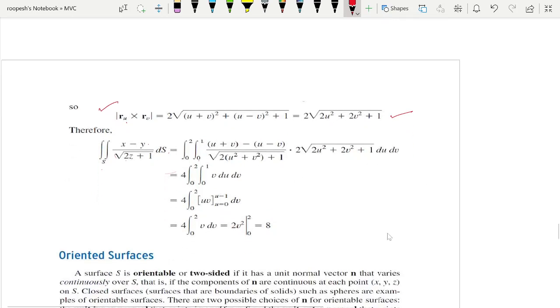Now as I said, we want to replace x with x of (u,v). So I have replaced that here also. Then in the expression, these two terms are going to be the same, so you can cancel it. Only one 2 remains, and from here you will get 2v. So altogether 4v, so 4 times v du dv. So you will get 4 times the integral from 0 to 2 of uv dv, and the integration results as 8. Hope you understood this problem.